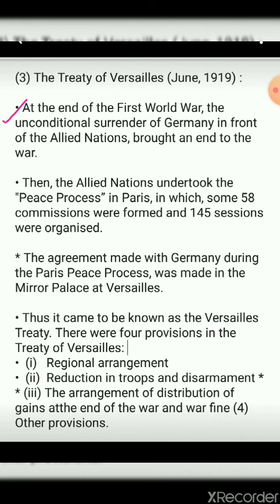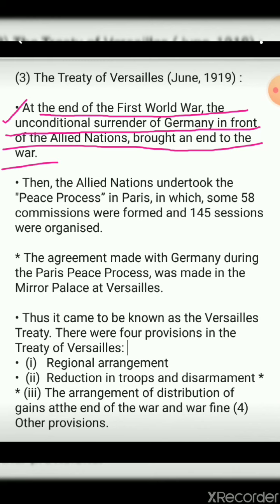At the end of the First World War, the unconditional surrender of Germany in front of the Allied nations brought an end to the war. Yes, we came to know that Germany surrendered in front of the Allied nations, and the way Germany surrendered to the Allied nations is how the First World War ended.